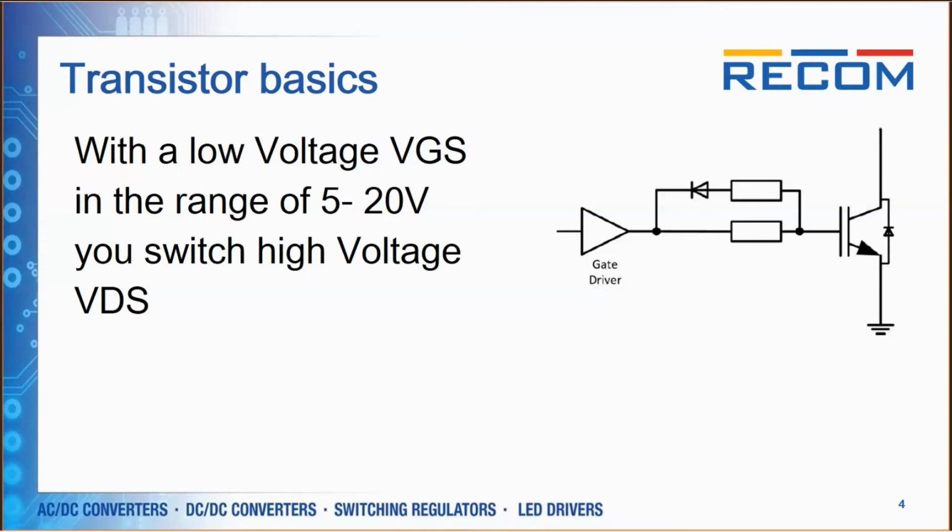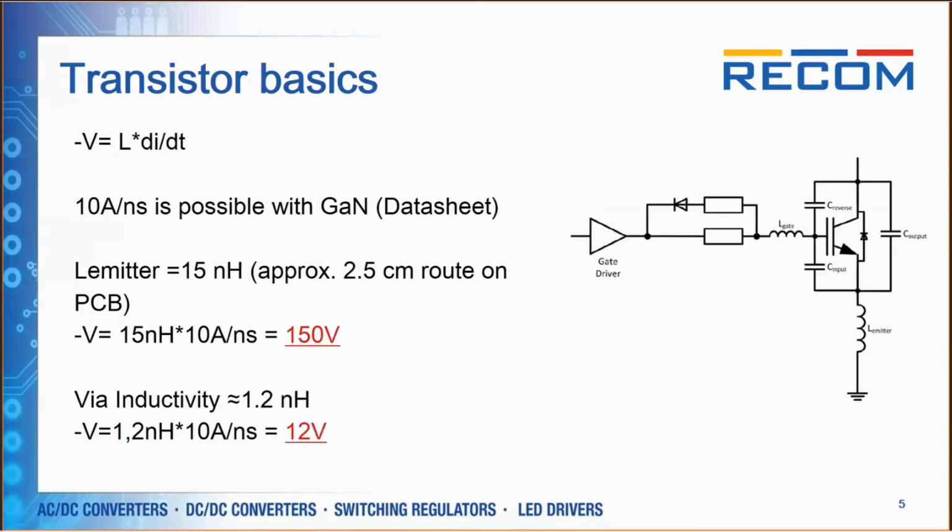Sounds very easy. But when you go a little bit more into the detail, you have to deal with the parasitics, like an emitter inductivity. And we all know the induction law: V equals inductance L times di/dt. Let's assume we have a di/dt of 10 amps per nanosecond, which is possible with gallium nitride transistors, for example. And you have an emitter inductivity of 15 nanohenry, which is only 2.5 centimeters of route on a PCB.